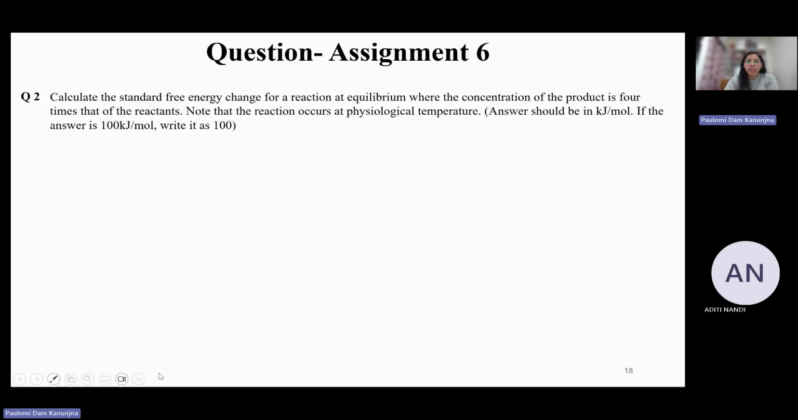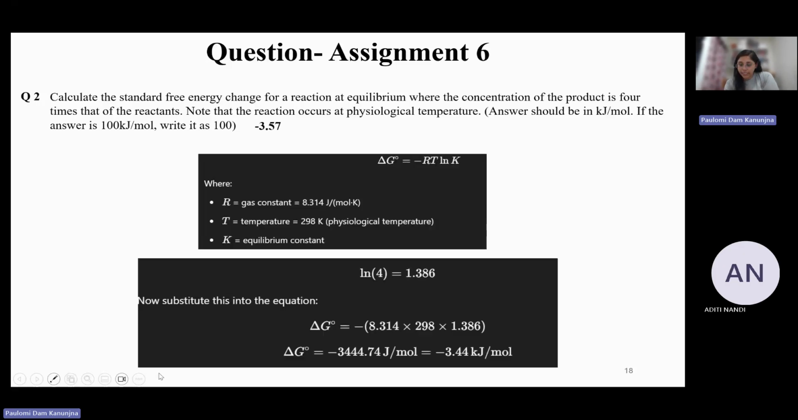Yes, exactly. So we've got an answer which is 3.57, which is what is given in your key, but you will get an answer in the range of 3.45, like you have mentioned. So 3.45 is what the correct value is. The key gives you minus 3.5, but your value should be near that. We have used this formula, delta G is given by minus RT ln K. Ln K is basically products by reactants, and we know the product is 4 times the reactants here. So we simply do ln 4, which is 1.386, and then substitute this value into the formula.